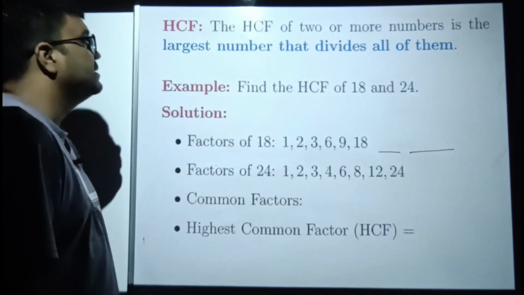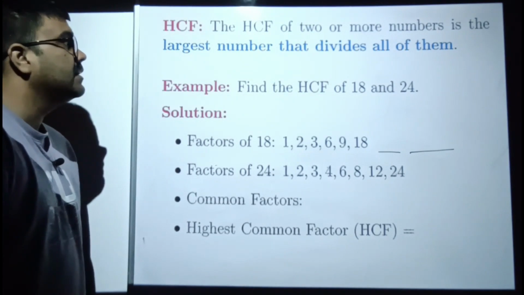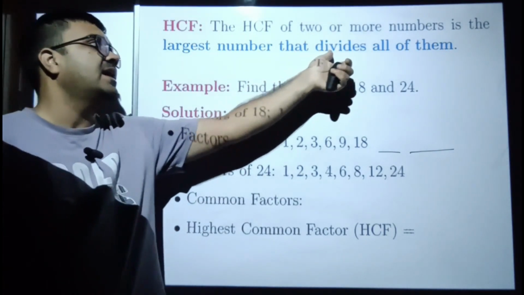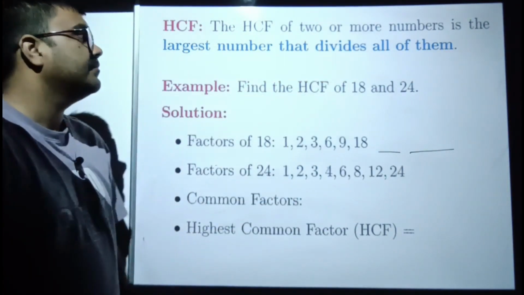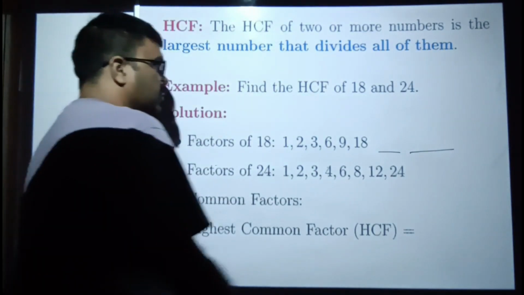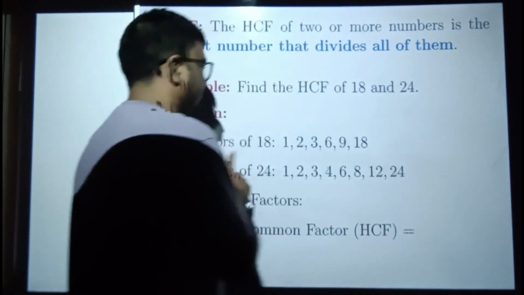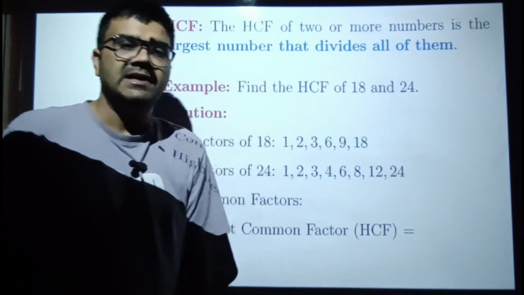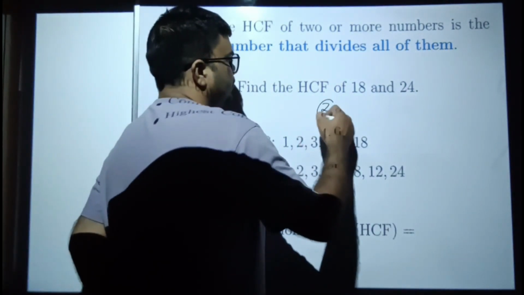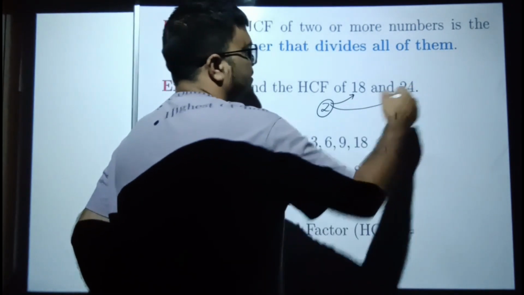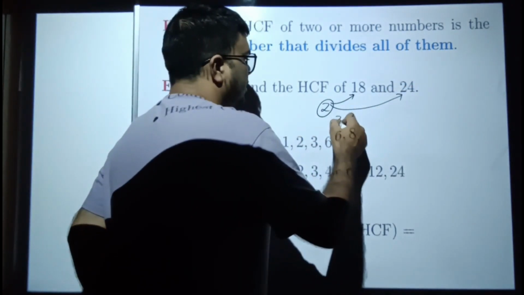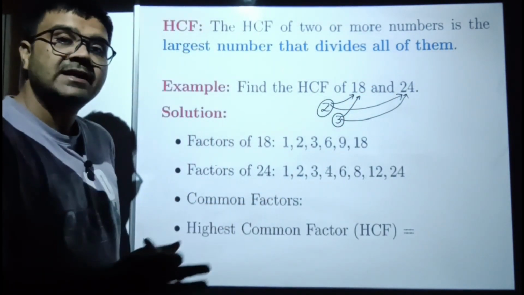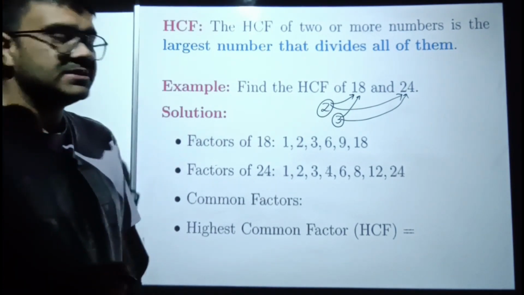Now the next term we have is HCF. The HCF of two or more numbers is the largest number that divides all of them. Suppose I am talking about two numbers, 18 and 24, and I want to find the largest number that divides both of them. 2 divides 18, and 2 divides 24. 3 divides 18, and 3 divides 24. I want to find the largest number which divides both of these numbers.